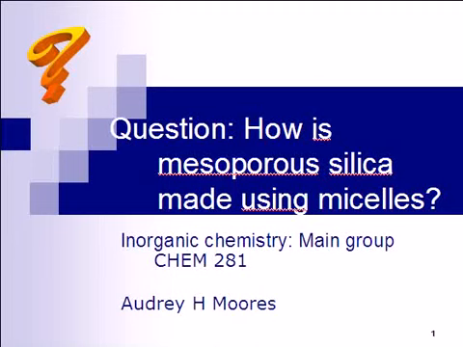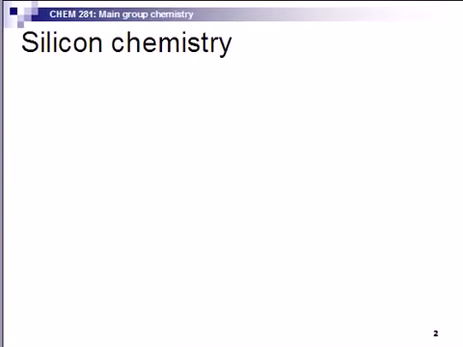So the new question that we have today is, how is mesoporous silica made using micelles? We saw this in class, but I would like to go back on it because some of you asked questions about it. So first of all, how do you condense silica starting from tetraethoxysilane? These are the equations that we saw in class, starting from tetraethoxysilane.